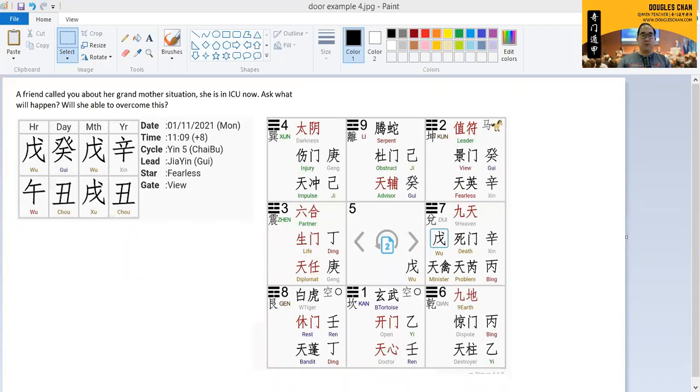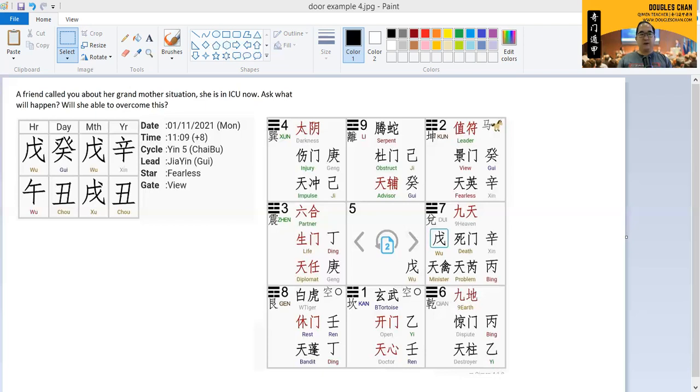Today, we're going to talk about this case study related to health divination for an ICU case. This particular question was asked to me around November 1st, 2021. The question is that this friend's grandmother is in the ICU, and whether this person is able to overcome this particular incident.